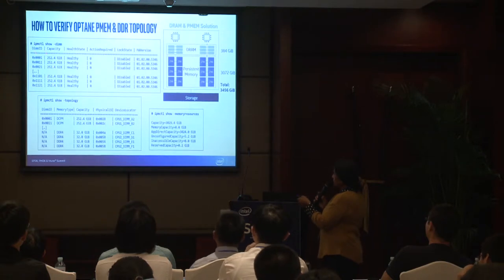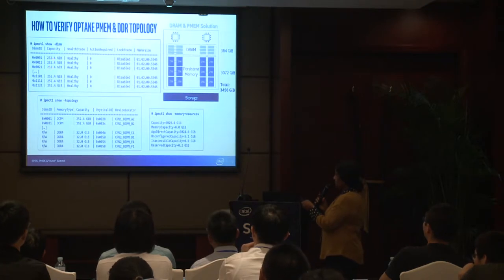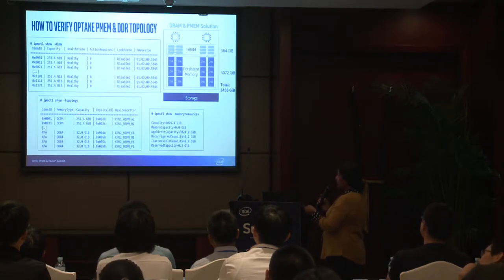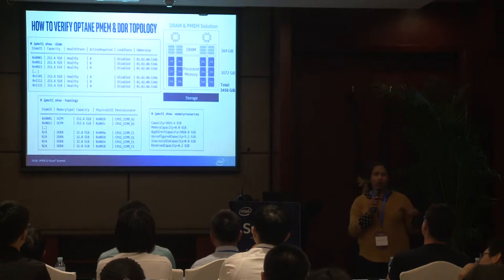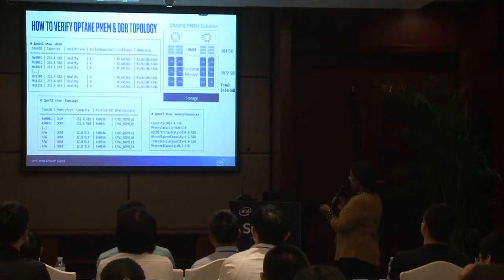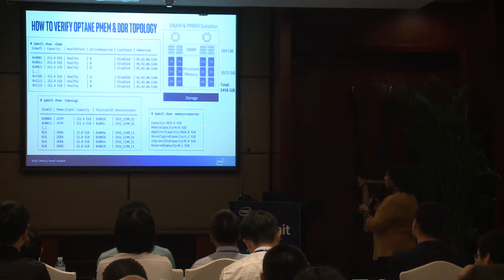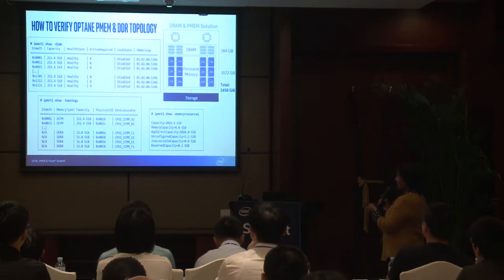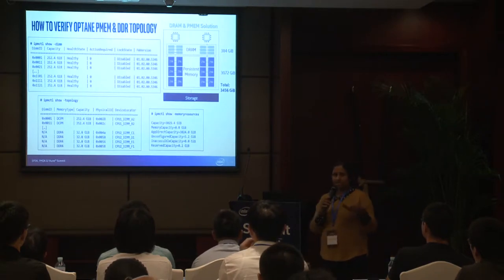When you run show dimm, it shows all the Optane persistent memory DIMMs that are in the system, and their health status and their firmware version and all that stuff. But if you run show topology, it not only shows the Optane persistent memory, but also shows the DRAM that is in the system, and where the device is located, on what channel, what slot, and all that stuff. You can also run something called show memory resources that shows what the capacity is, whether it is configured in memory mode or AppDirect, and things like that. So these are some basic commands to get you started.